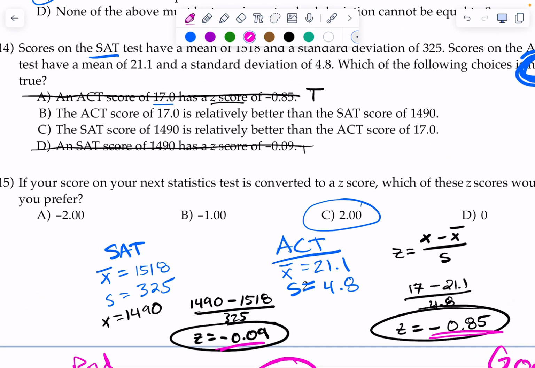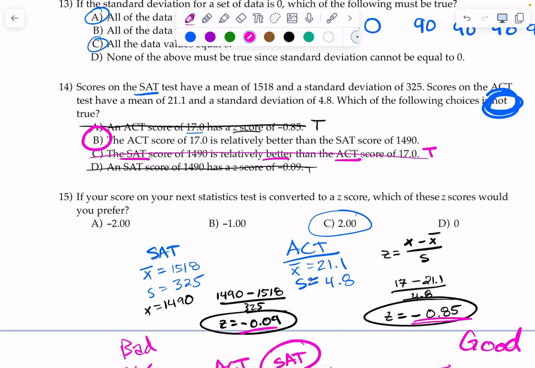So, which answer is wrong? C or B. B is wrong. This is true: SAT is better than ACT, so that's true. So B is the answer choice. Lots of work, right? Number 14 was B. Got it? Beautiful? Okay, all right.